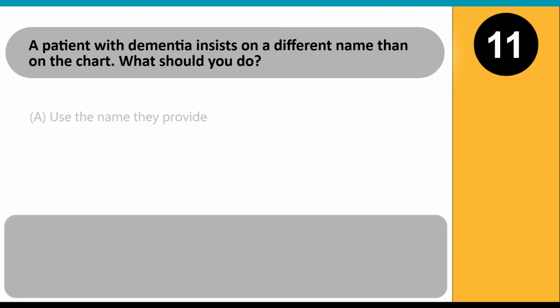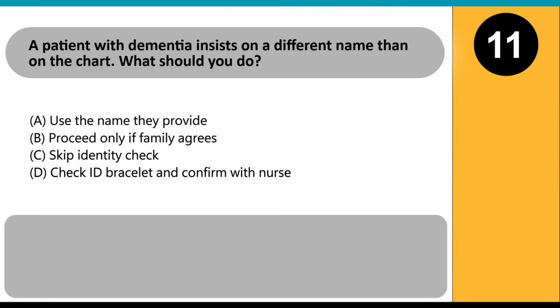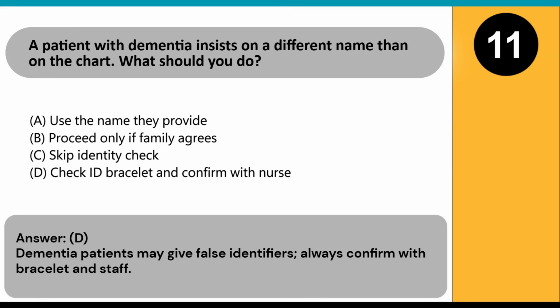A patient with dementia insists on a different name than on the chart. What should you do? A. Use the name they provide. B. Proceed only if family agrees. C. Skip identity check. D. Check ID bracelet and confirm with nurse. Answer: D. Dementia patients may give false identifiers, always confirm with bracelet and staff.